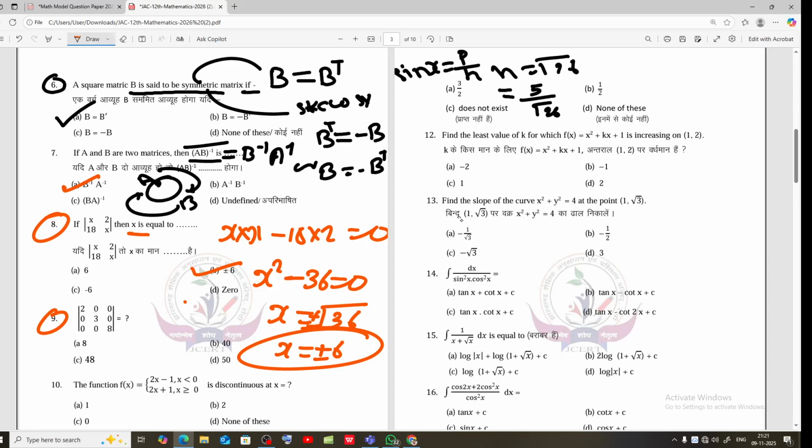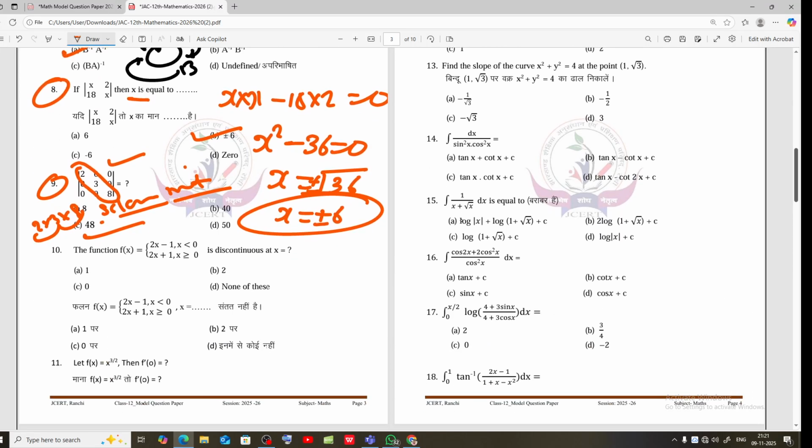Question number 9. 2 0 0, 0 3 0, 0 0 8. Determinant of this. This is a scalar matrix. Determinant is the product of diagonal elements. That means 2 into 3 into 8. 3 8s are 24, 24 twos are 48. 48 is the correct answer.